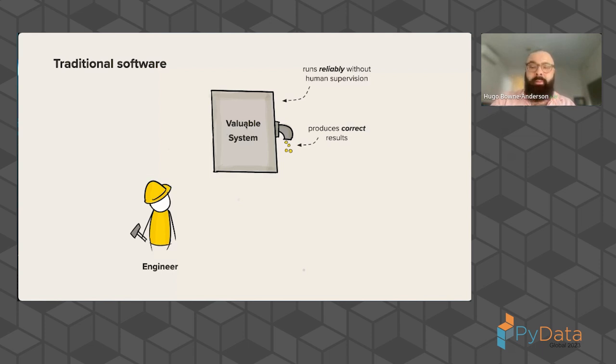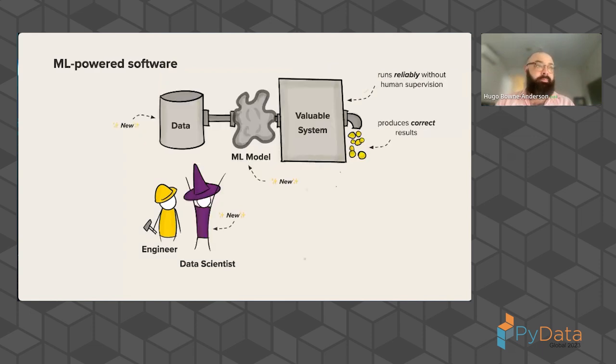But two things that we definitely require of any software system is that it will run reliably without human supervision. So were I to build it and wanted to go and have dinner and close my laptop, we'd want it to run reliably for you or the end user. We also want it to produce correct results. So these are two incredibly important aspects of any traditional software system that we still require when we go to machine learning and data and AI-powered software, right?